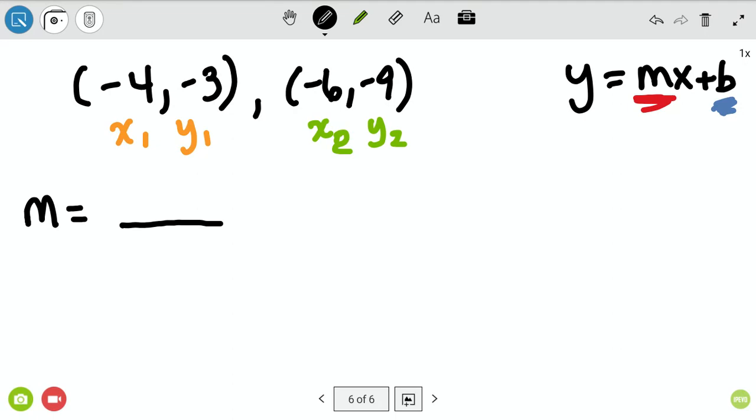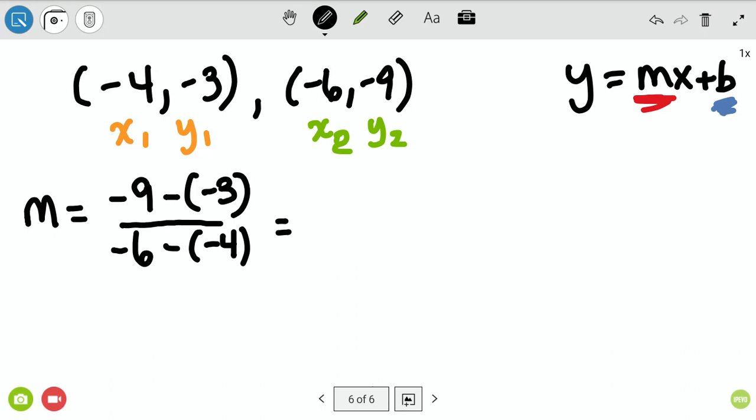So on top, I have y2 minus y1. y2 minus a -3, because my y1 is a negative, and you got to be careful not to lose one of those negatives. And then on the bottom, I've got x2, which is -6, minus x1, which is also a negative. So I got to be careful here with my brackets.